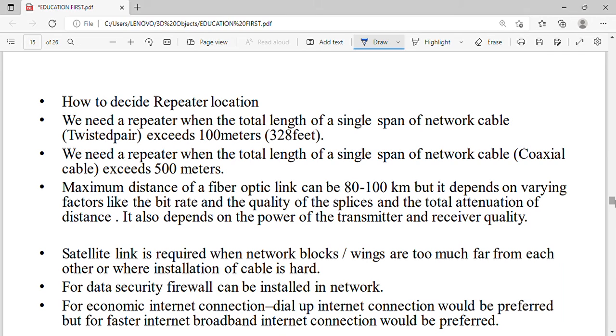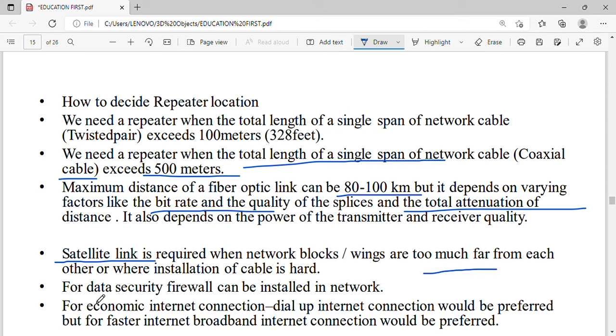How to decide repeater location? We need a repeater when the total length of a single span of twisted pair network cable exceeds 100 meters. We need a repeater when the total length of a single span of coaxial cable exceeds 500 meters. The maximum length of fiber optic cable is 80 to 100 kilometers, but it varies depending on factors like bit rate and the quality of the fiber, total attenuation of the distance. A satellite link is required when the blocks are too far away.